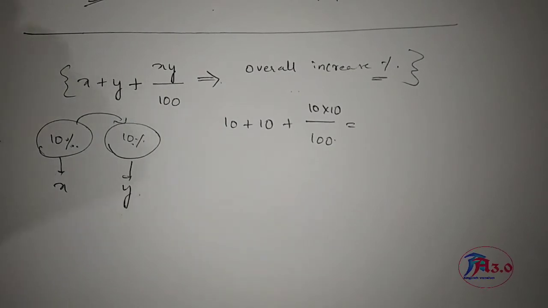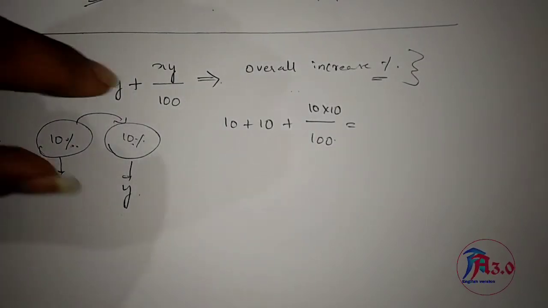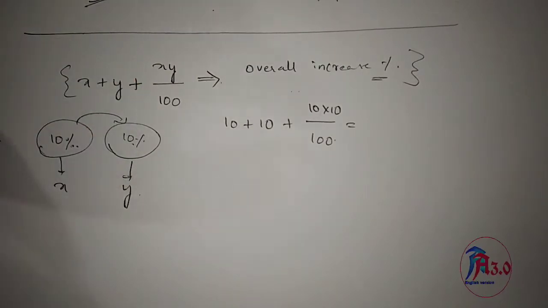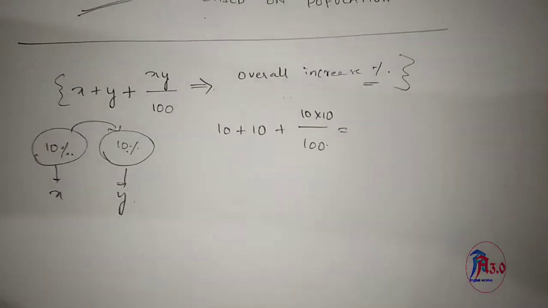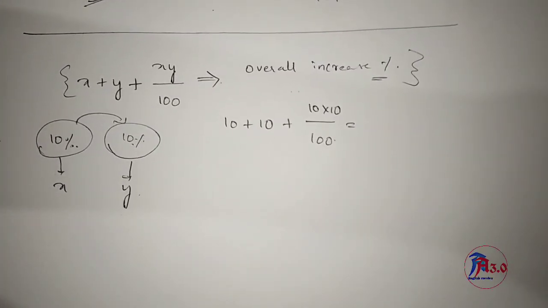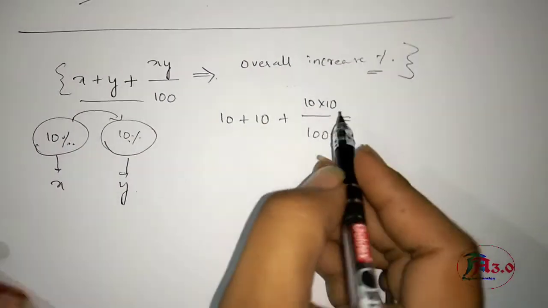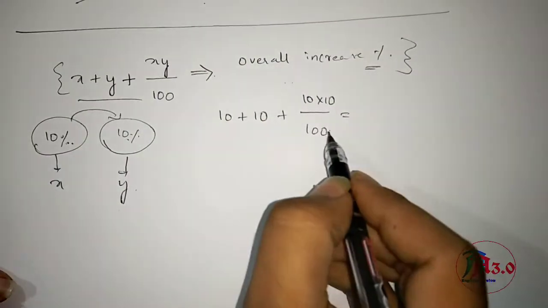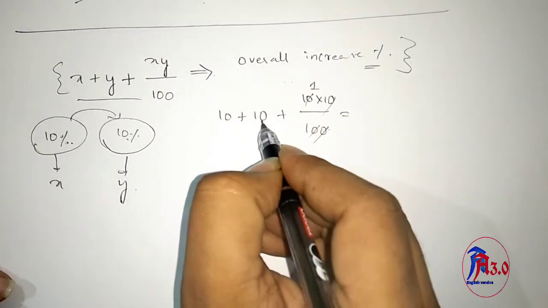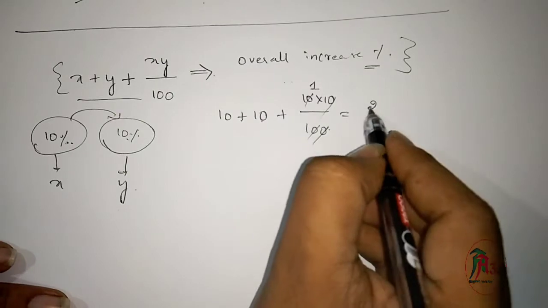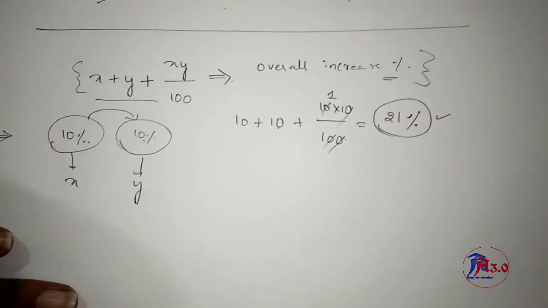Actually today I am trying to teach you about three methods, the best three methods for these type of questions. Let us try to understand the basic formula for this. If we solve this, we will get the answer directly. So here the zeros get cancelled and what is left here? 1. So 10 plus 10 is 20, 20 plus 1 is 21 percentage. Overall 21 percentage is increased.